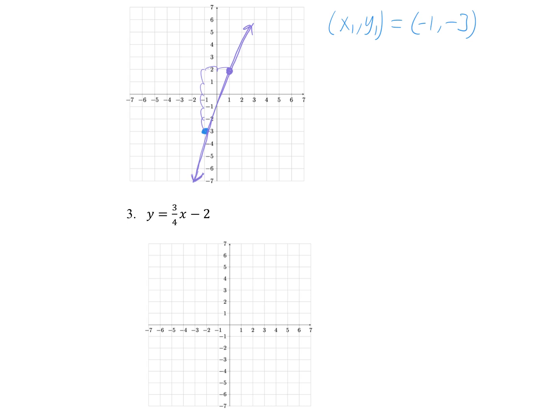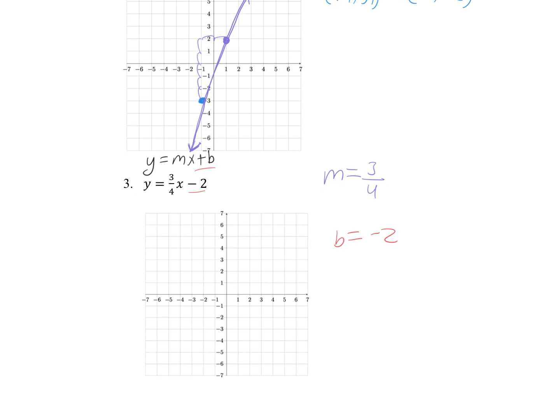All right, now one more like this. This is the equation of a line in slope-intercept form. Remember, slope-intercept form is mx plus b. We have a slope, m, and that's 3 over 4. That's whatever's in front of your x. And we have a y-intercept, b, and in this case, it's negative 2. We have a plus b in our equation, so if you see a minus 2, you need to keep that minus with the b value.